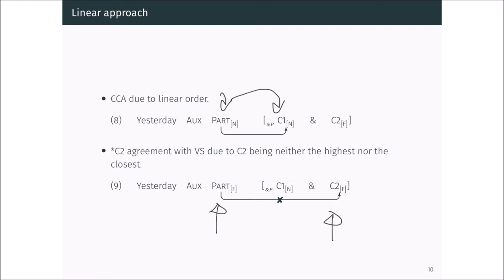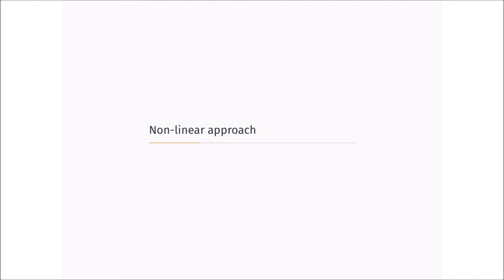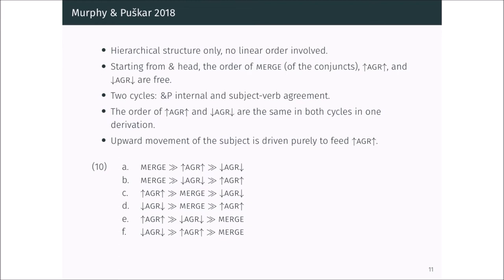Now let's look at the nonlinear approach. In this approach, there is no reference to linear order whatsoever. Everything can be accounted for only making reference to hierarchical structure. This approach is proposed by Murphy and Puškar 2018. There are several assumptions that need to be laid out.